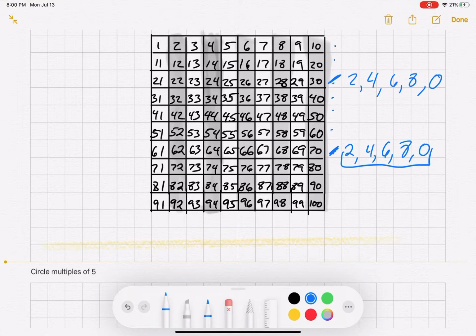So what I want you to notice is that a number is a multiple of 2 if the ones digit ends in 2, 4, 6, 8, and 0. So I just want to remind you that multiples of 2 are called even numbers. Okay, this is something you've been talking about for a long time. So these are even numbers, and numbers that aren't even are called odd numbers.